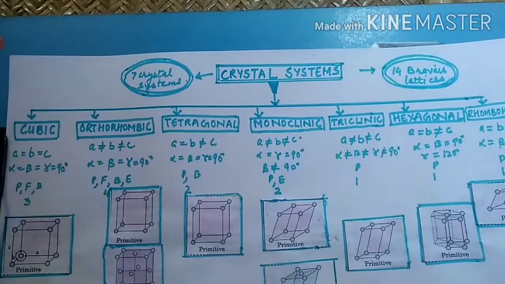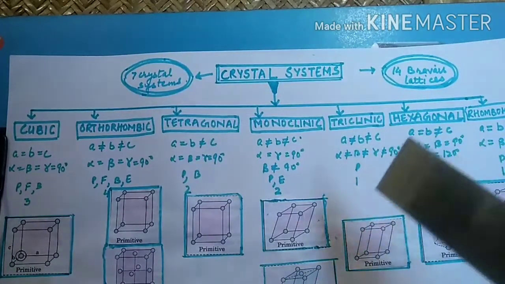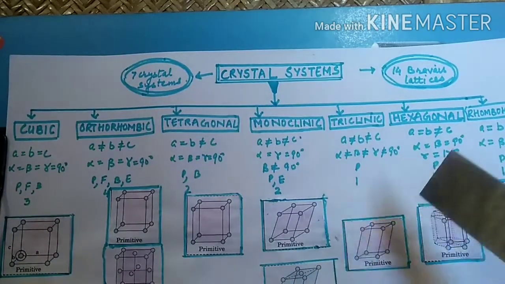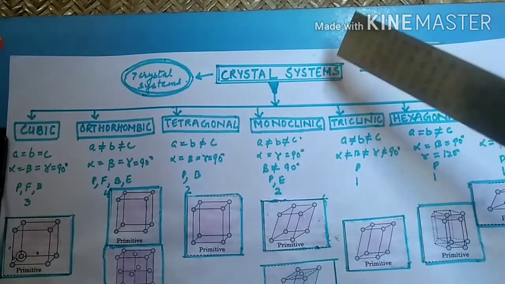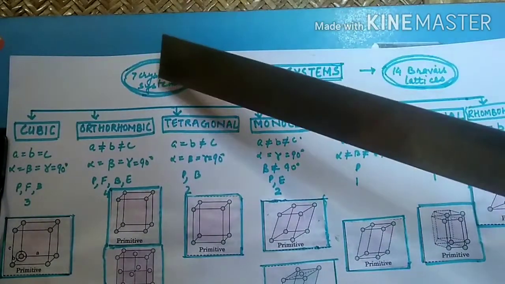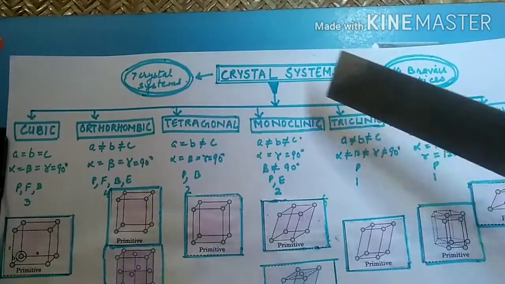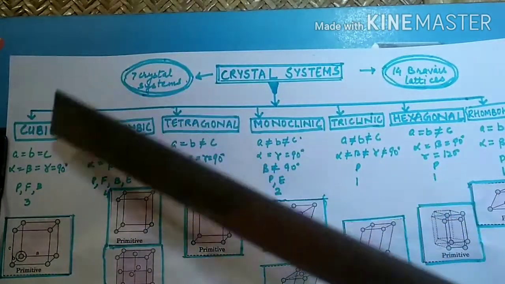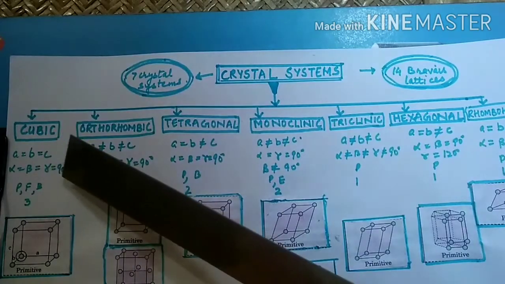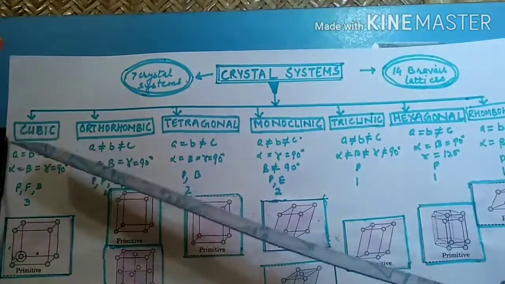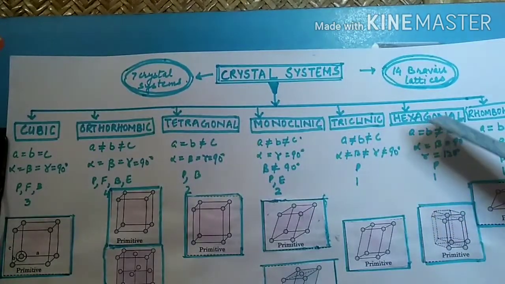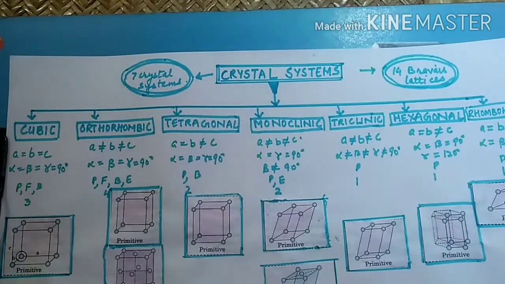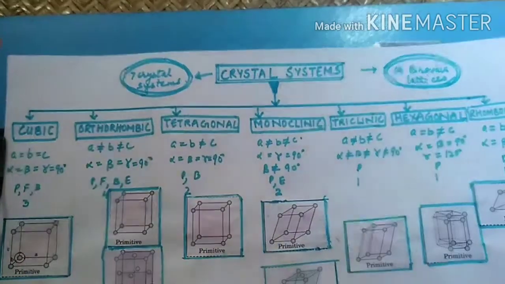Now depending upon the axial lengths A, B, C and the angles alpha, beta and gamma, these unit cells can form 7 types of crystal systems. The 7 types of crystal systems, depending upon their dimensions and the angles between their edges, are cubic, orthorhombic, tetragonal, monoclinic, triclinic, hexagonal and rhombohedral crystal systems.